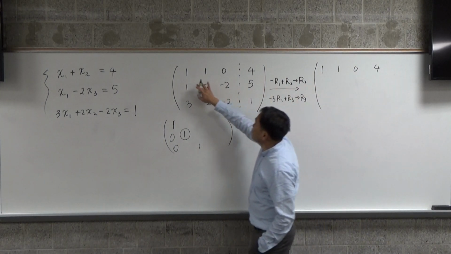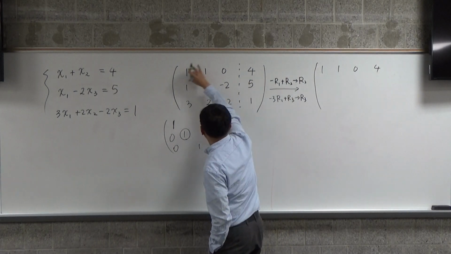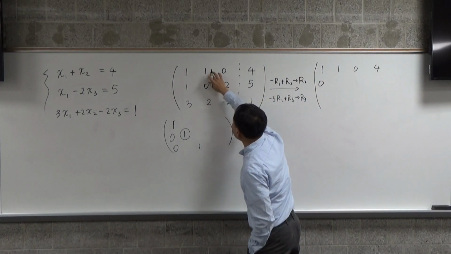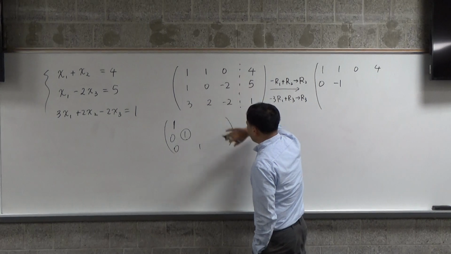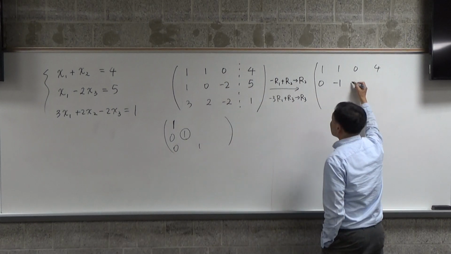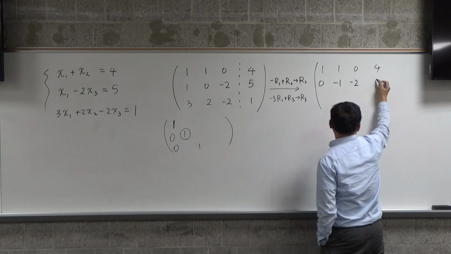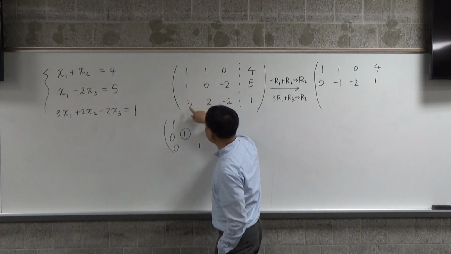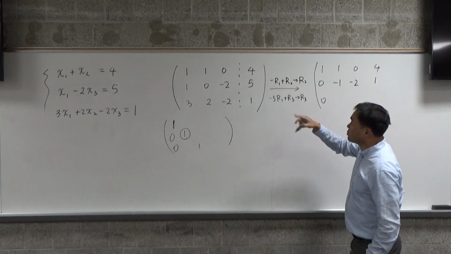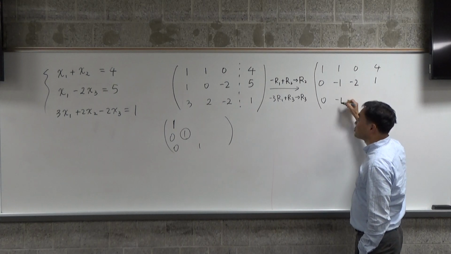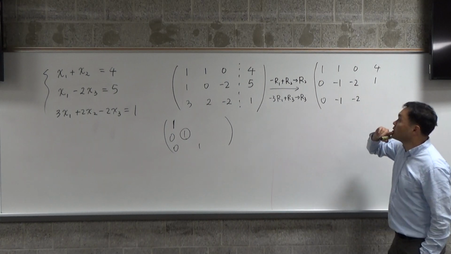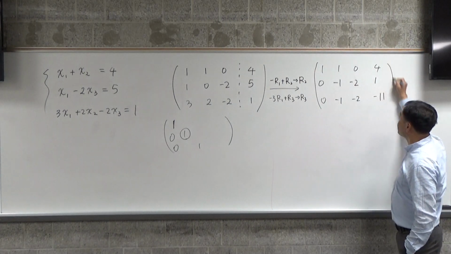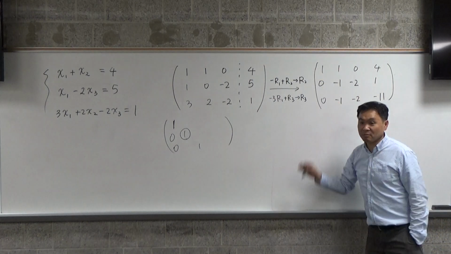And then negative 1. So you're basically doing this minus this, and the result goes here, right? So 1 minus 1 is 0. 0 minus 1 is negative 1. And then you have negative 2. And then 5 minus 4 is 1. And then 3 times this is being subtracted from here. So you get 0. 3 times 1 is 3. Subtracted from 2 is negative 1. Negative 2. And then 4 times 3 is 12. Subtract that from 1 is negative 11. So I got the first column to work.